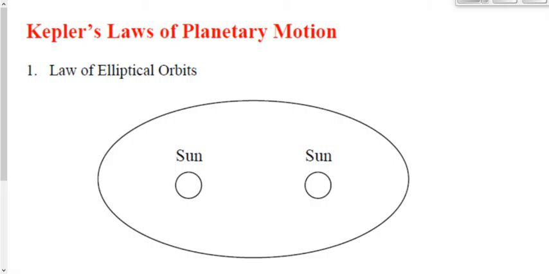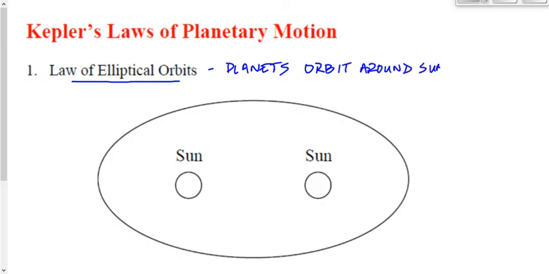We get a picture of an ellipse or an egg shape with 2 suns. Do we have 2 suns? No, we don't. So listen carefully to what this law says. Let me clarify a little bit, and then I'll give you time to write this down. The law of elliptical orbits says the Earth, and all other planets as well, so I'm going to say planets, but that means all of them, including the Earth, orbit around the sun in an elliptical path.